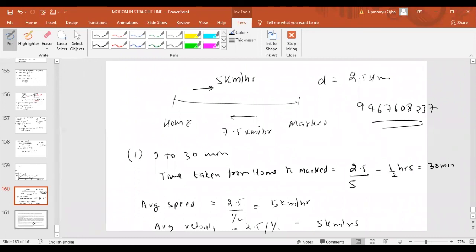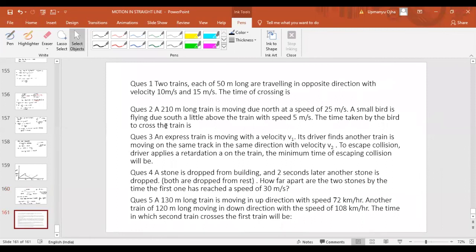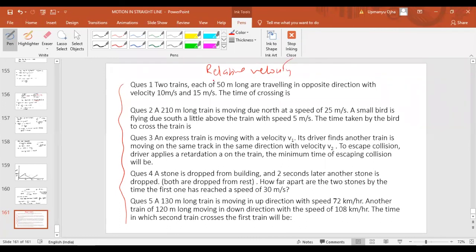Now you can make a note of the homework. This homework is of relative velocity. Both these all five questions I can do with the help of the conventional method also and relative velocity also. But you try to do with the relative velocity. Correct? Fine. Please make a note of the homework.